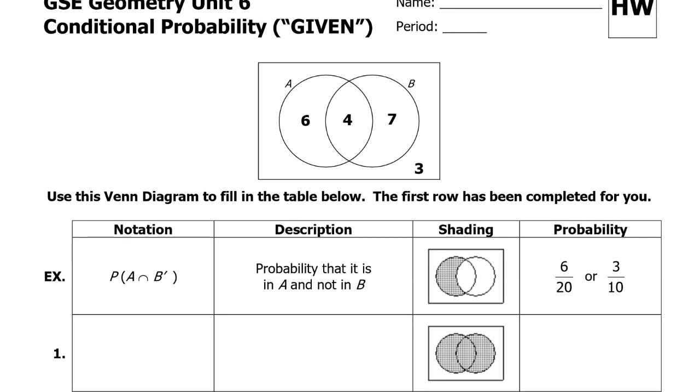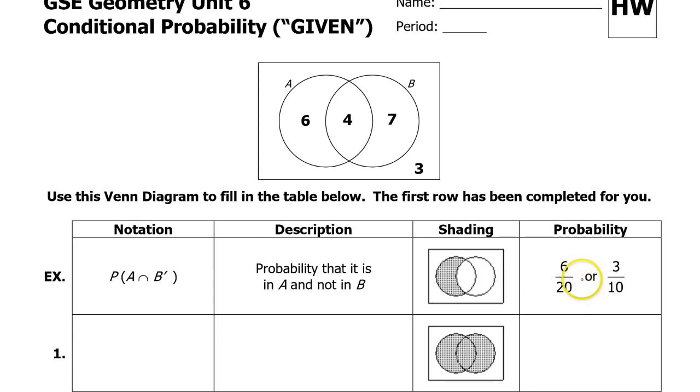So we've got this Venn diagram, and it looks like the first row of the chart has already been filled out for us as an example. So this notation means we've got the intersection of A and the complement of B. In other words, A and not B. And of course, the P in front means the probability that this is happening. So the probability that it is in A and not in B. So then we have that shaded, showing the region that is in A and not in B.